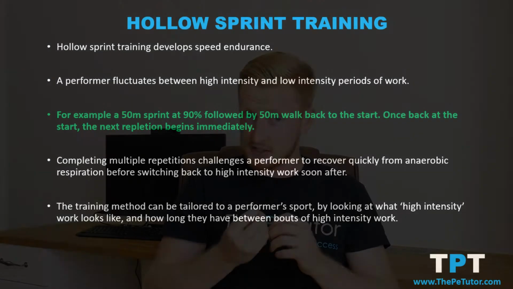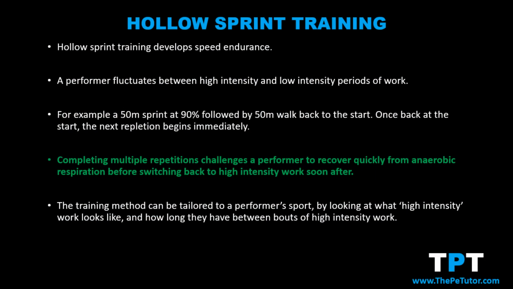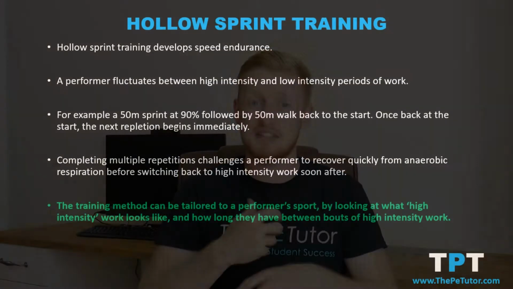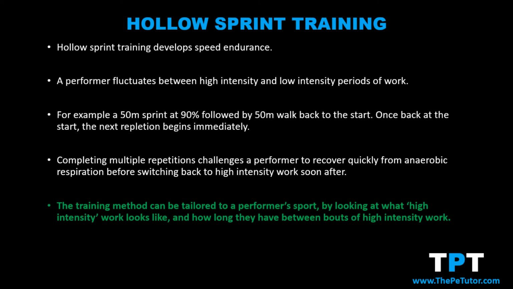As soon as they reach the start, they turn and they complete another 50-metre run, again at 90% of their maximum intensity. A performer should aim to complete this repetition as many times as possible, challenging their body to recover appropriately in that low intensity period of work, to then apply themselves close to maximum again and again and again. We're forcing the body to respire anaerobically and then recover in a short period of time to then go again. Just like with acceleration sprint training, a performer or coach can tailor hollow sprint training to their particular sport.